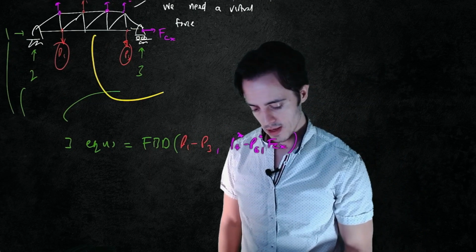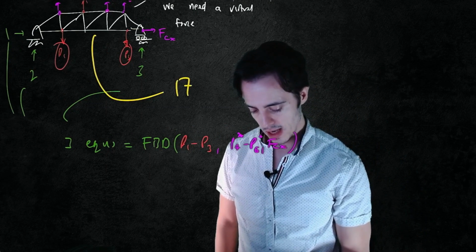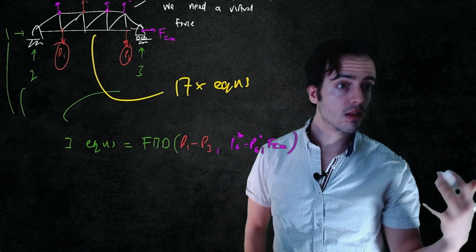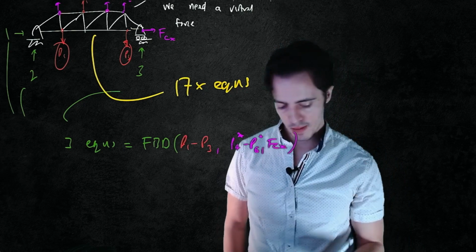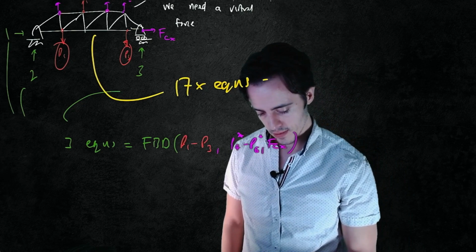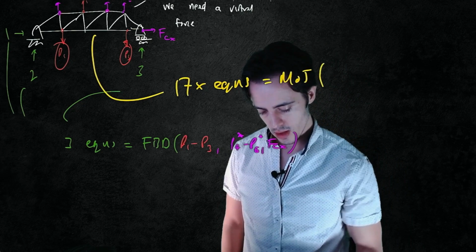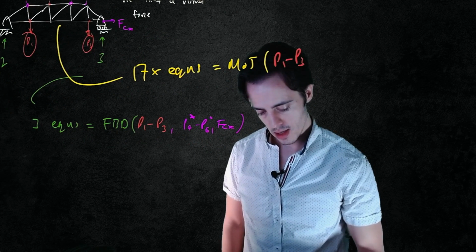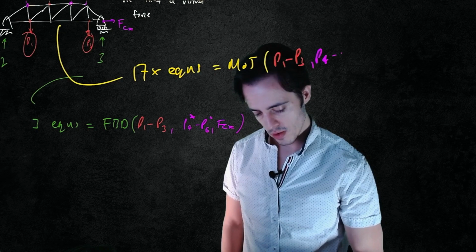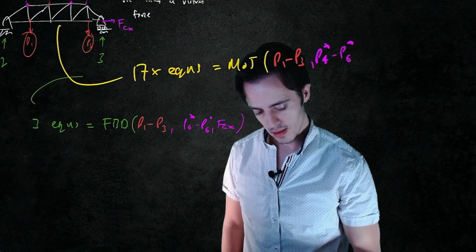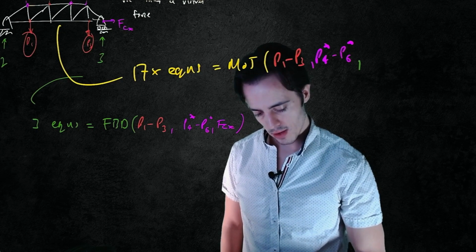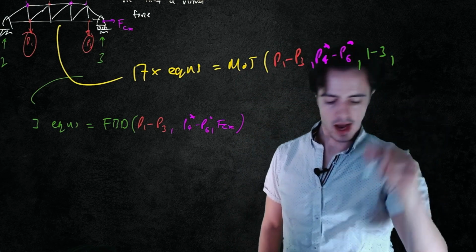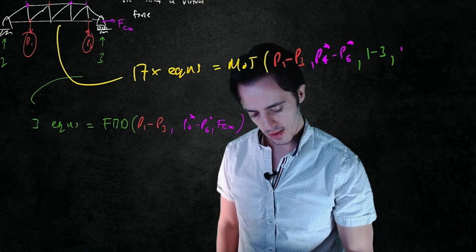So you'd have, again, 17 equations to determine the internal forces on the structure, and they would be a function of, again, P1 to P3, P4 to P6. You'd have the real reactions, which we'd say 1 to 3. Those are my real reactions, and then you'd also have FCX.